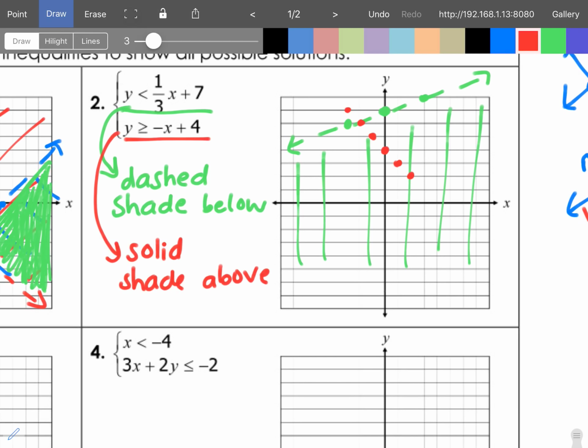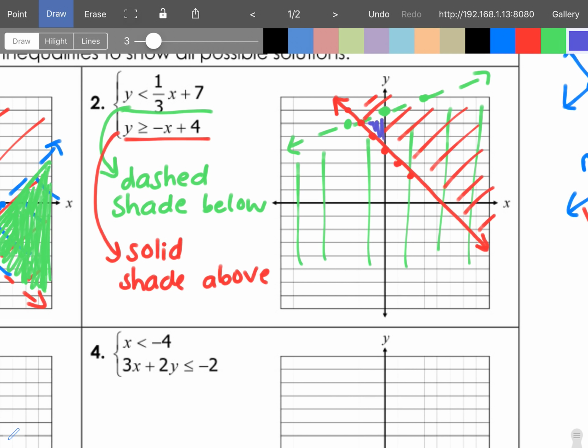Okay, so solid. And make sure you go all the way for your graph, especially because we're shading now. We don't want to just draw a short little line. Make sure to go all the way from one side of the graph to the other. So wherever they meet is your answer.